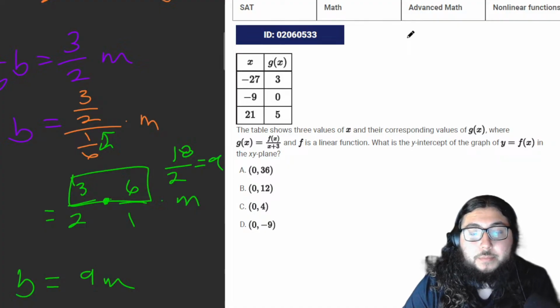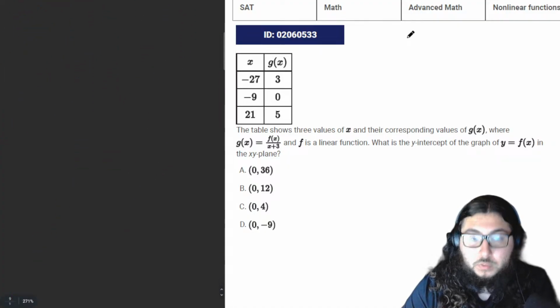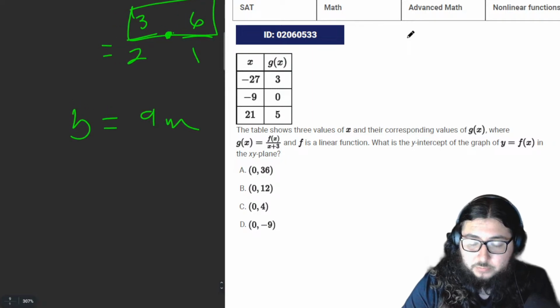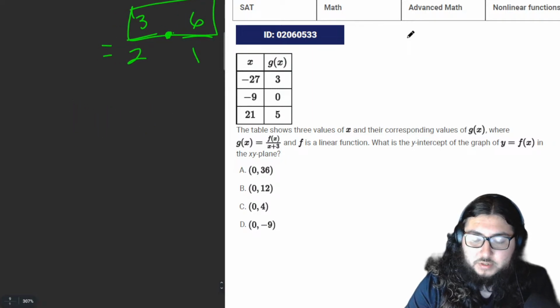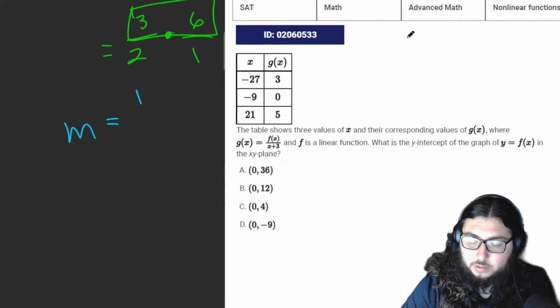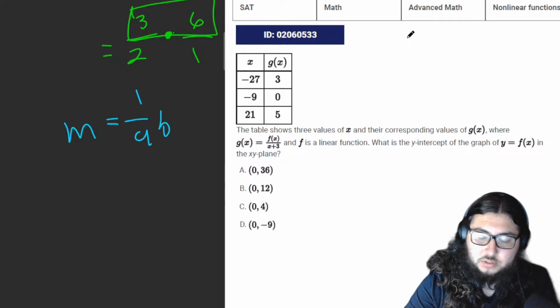We have that relationship. Finally, we need a second equation. In fact, we don't want to solve for b in terms of m. We want to solve for m in terms of b. And you'll see why shortly.